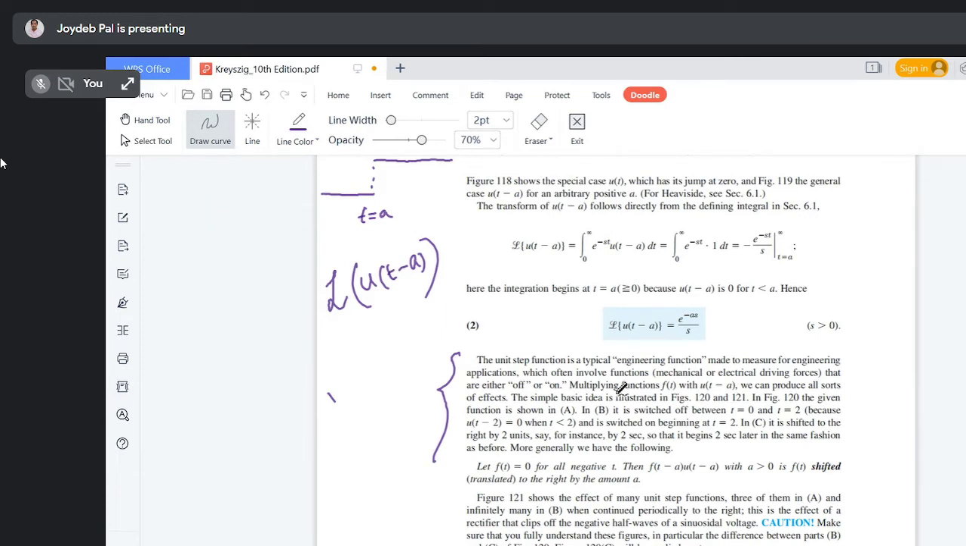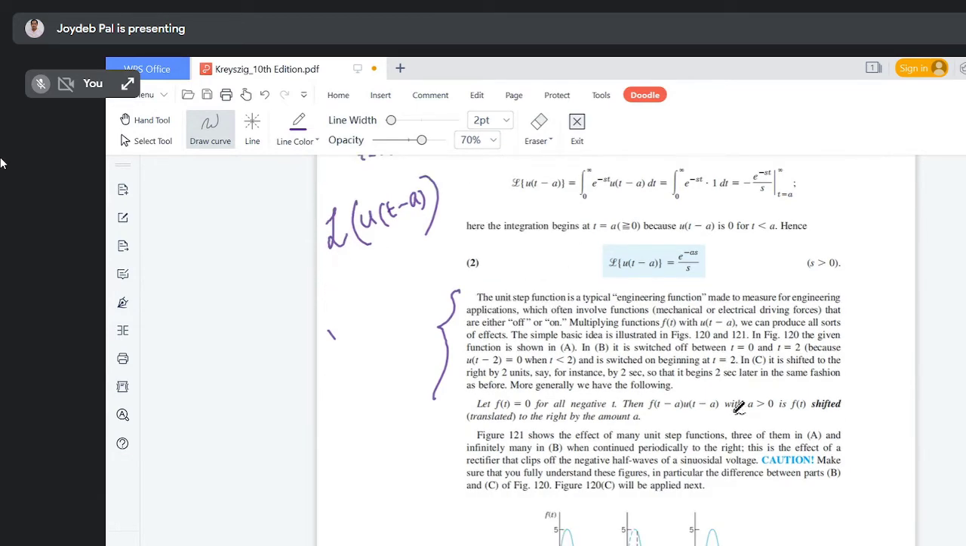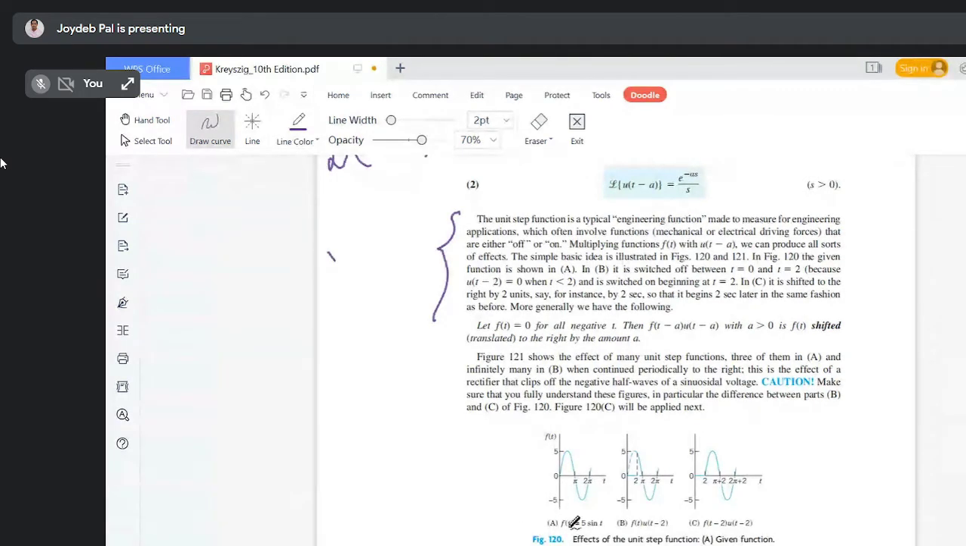Okay, now how does this Heaviside function work? Suppose that on off function is f(t). Okay, now multiplying the function f(t) with u(t minus a) can produce various types of effects. Okay, f(t) into u(t minus a), this multiplication can produce all sorts of effects. So here two types of effects are given. You see the figure, this one, f(t), the graph of f(t) is drawn.